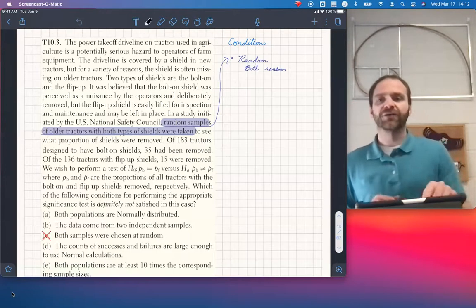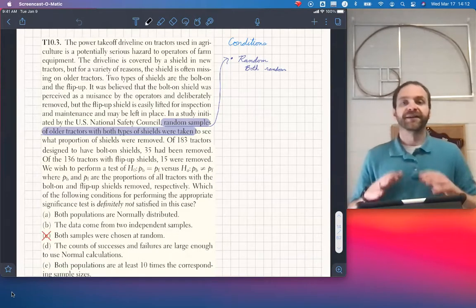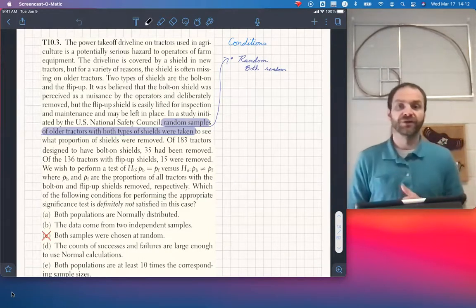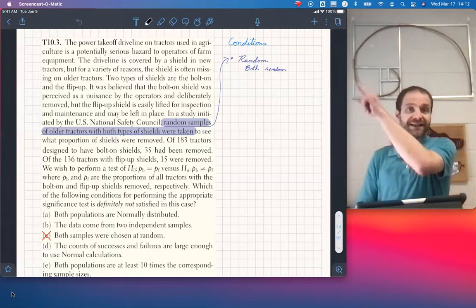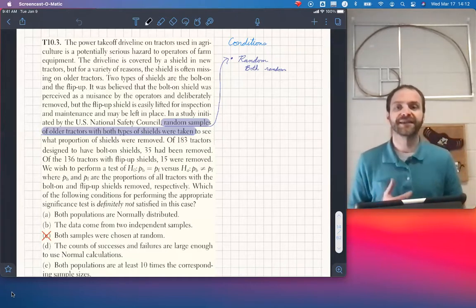That means I can cross out option C. Because option C says both samples were chosen at random, and that was not violated. They did that, so that's good news. I can cross out C.